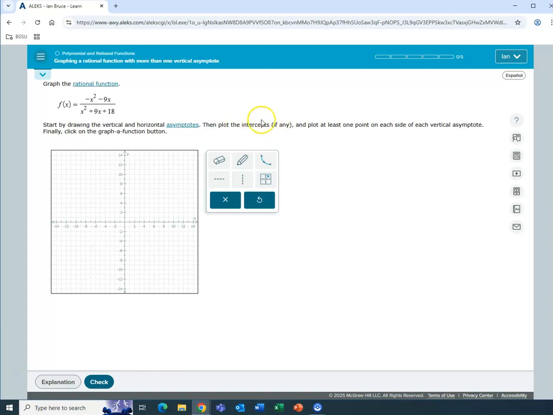And then plotting any intercepts, whether that be our x or y intercepts, and then plotting at least 1 point on each side of each vertical asymptote. So it is a bit tricky on how to solve this.